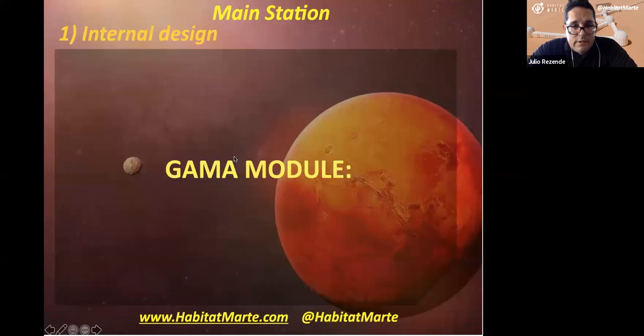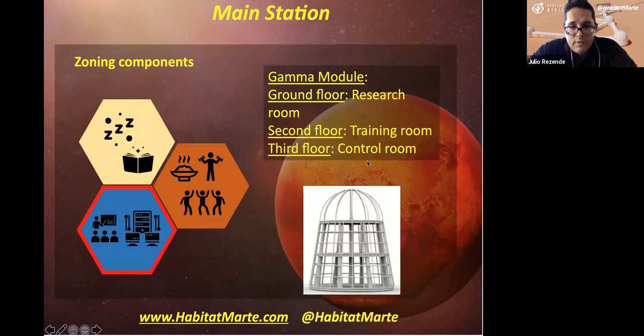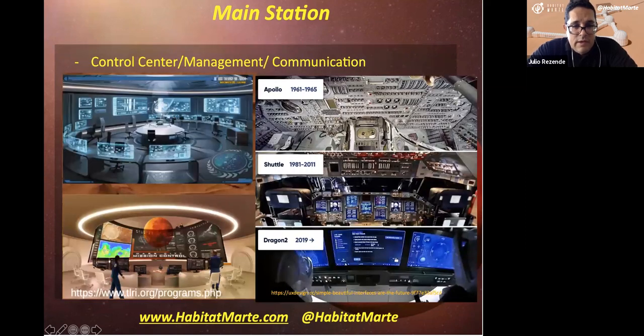Also, the third model is the gamma model. The gamma model is more related to controlling all operations of the main station. On my right, it is interesting to see the evolution of the control panel from the Apollo missions to the shuttle, and also in the 80s, 90s, and more recently the Dragon capsule from SpaceX.